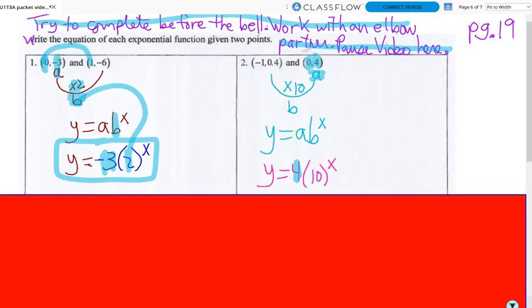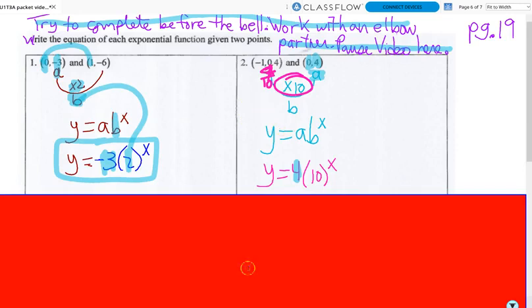0.4 is the same as 2 over 10. So if 0.4 is the same as 2 over 10, to get from 0.4 to 4, I am going to be multiplying by, oh, I'm sorry, it's not 2 over 10. Oh, I'm so silly. It's 4 over 10, my bad. 4 over 10. To get from 4 over 10 to 4, I am multiplying by 10. So I'm multiplying every y value by 10 to get the next y value.